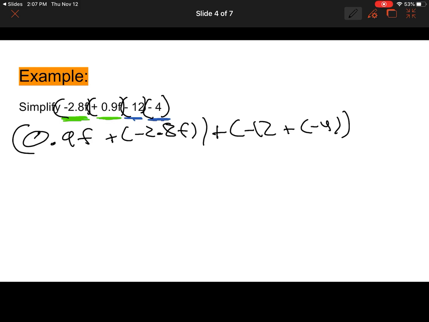The reason we're able to arrange it like this is the commutative and the associative properties. So the associative property lets us put parentheses around it, and the commutative property lets us move it around however we choose, as long as we keep those negative signs attached to the numbers.